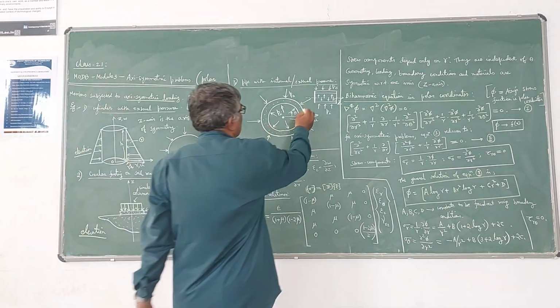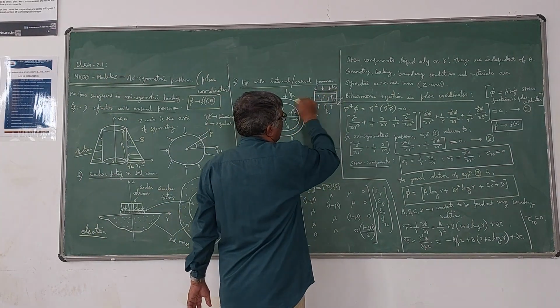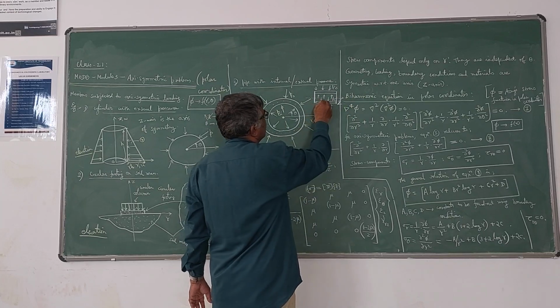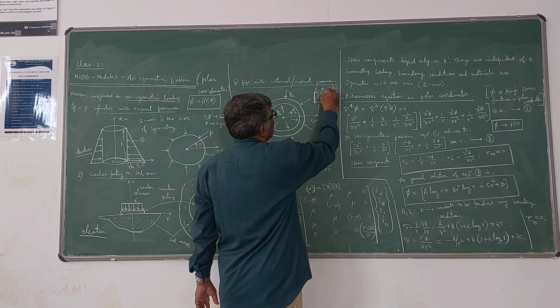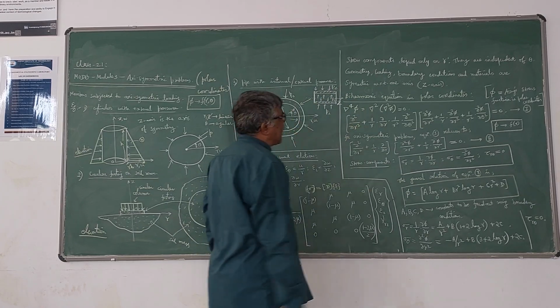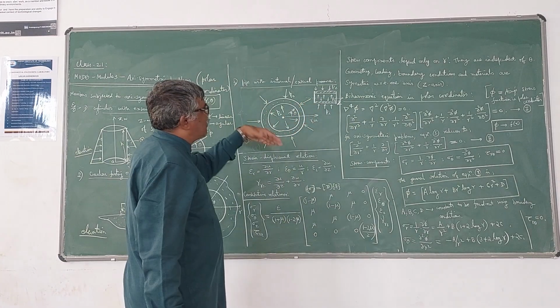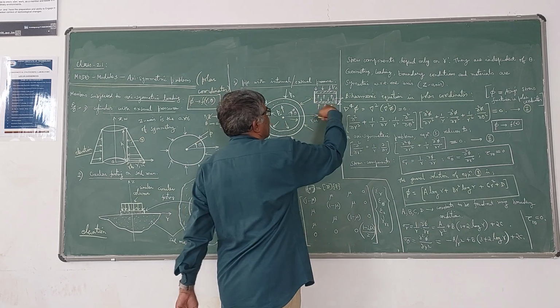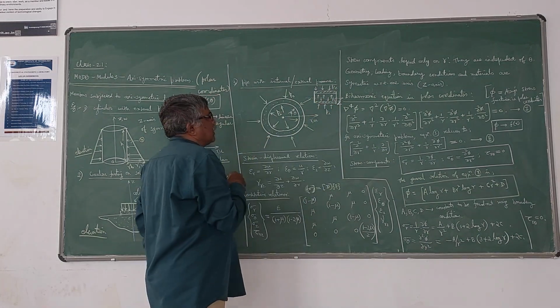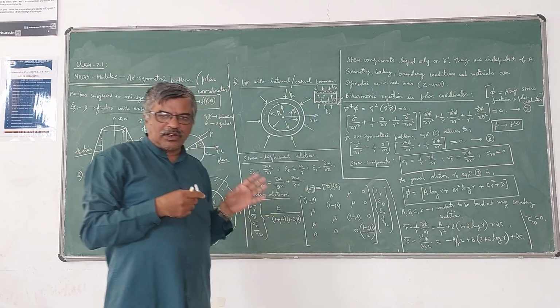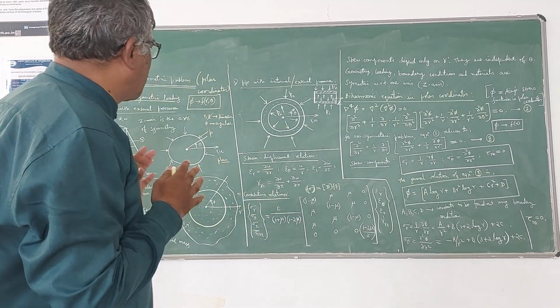So you can see here, if you take the length of this pipe, z as the horizontal axis, the loading is symmetrical about this z-axis. So this also becomes an axisymmetric problem. So these are the three examples of axisymmetric problems.